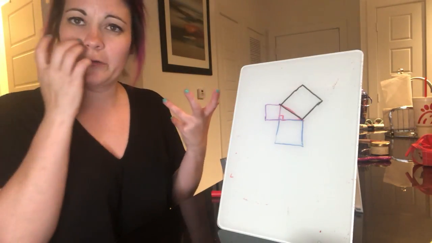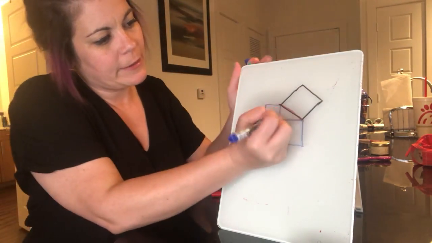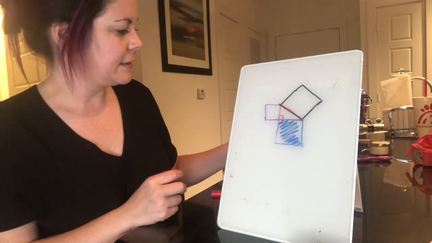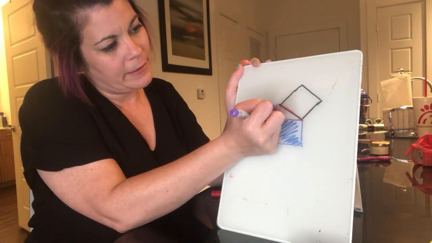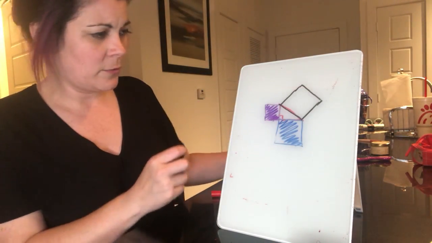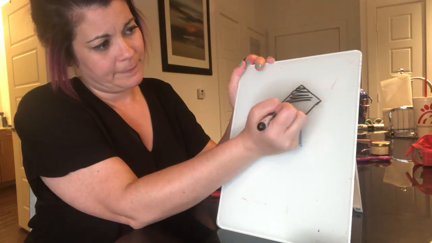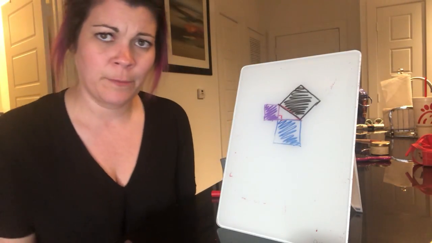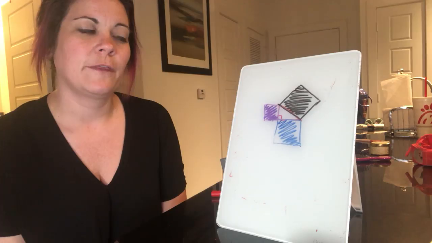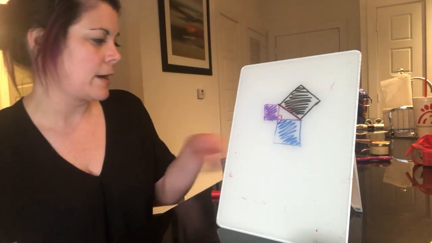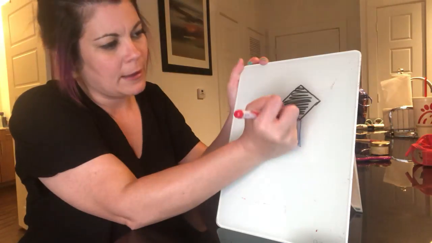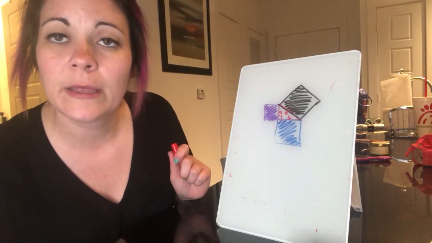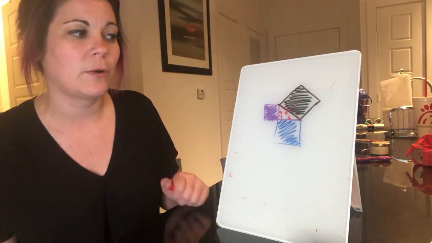If you were to do this puzzle, you would notice that this square right here added to this square right here would equal this square right here, the area of it. So the area of this blue square plus the area of the purple square equals the area of the black square. And if I name these sides, let's say I name that A and that B and that side C, just like in the Pythagorean theorem, you have A squared plus B squared equals C squared.